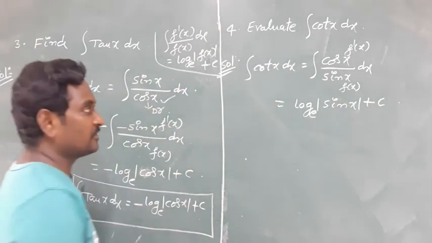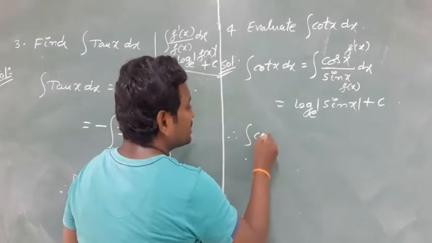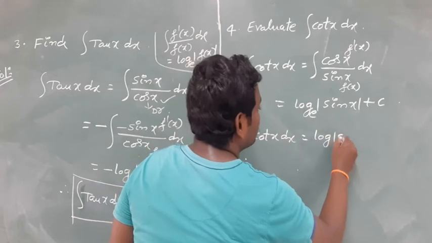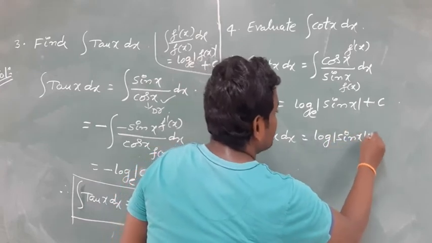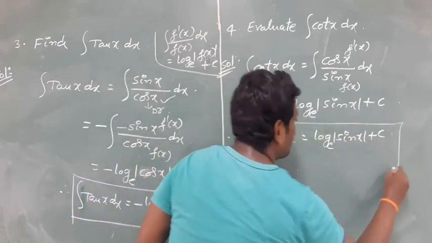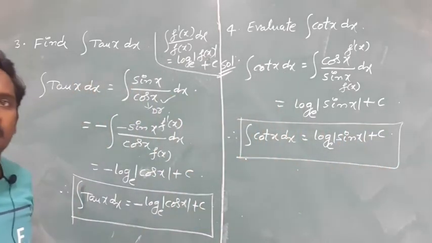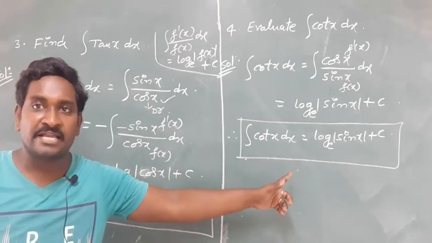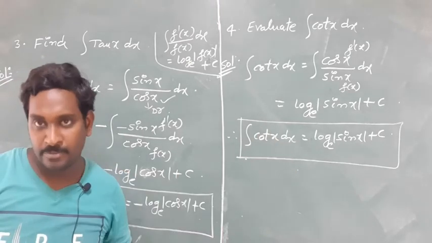So don't forget this one. This is also a formula. Integration of cot x dx is equal to log mod sin x to the base e plus c, which is an important formula. Don't forget both these formulas, integration of tan x and integration of cot x. Next I will give you another two formulae. Please note down.